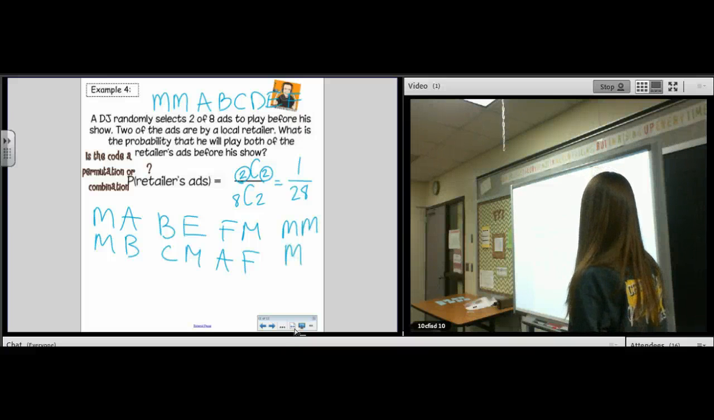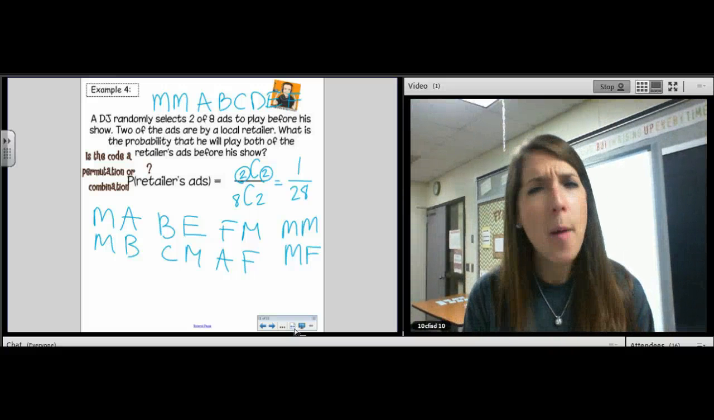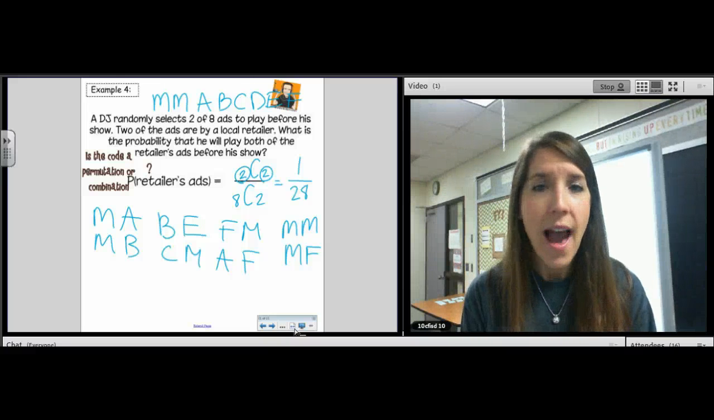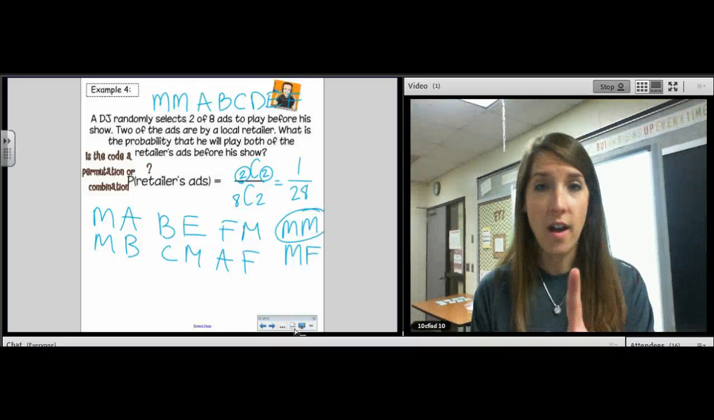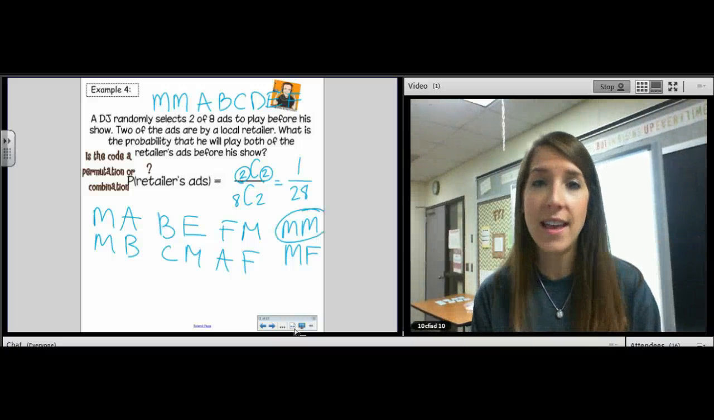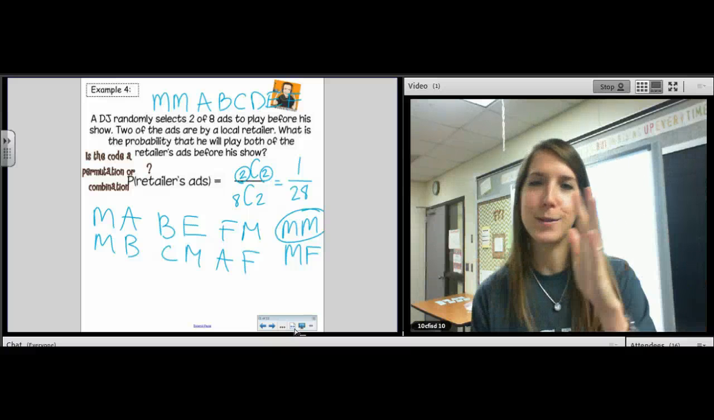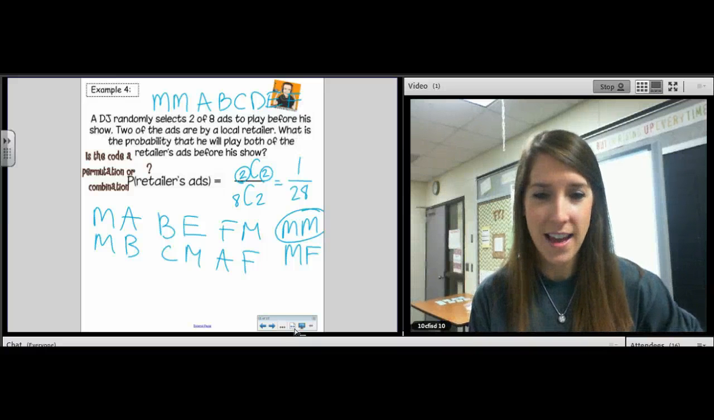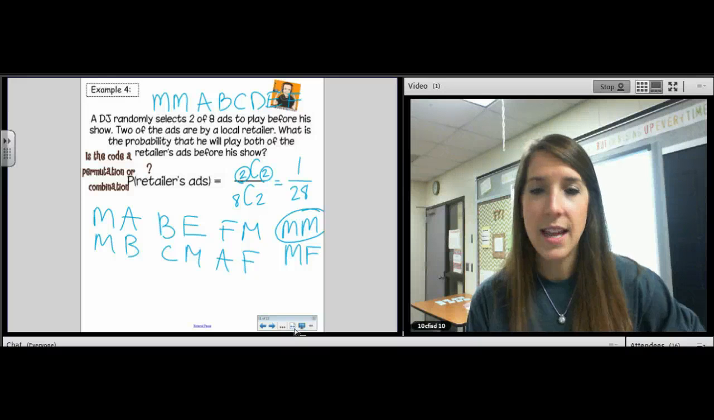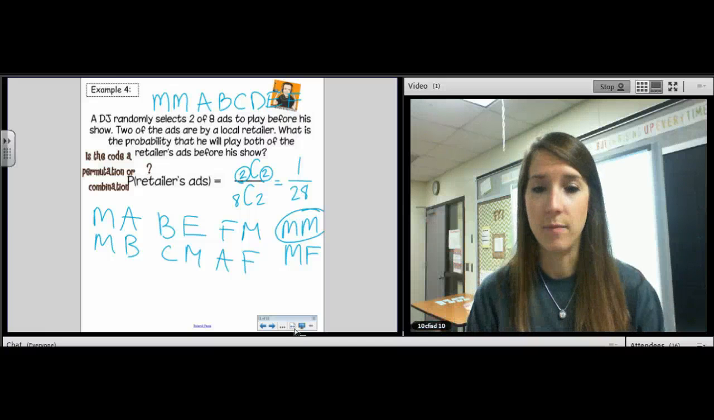What I'm asking is, when I list all 28 combinations, how many of those will be MM? How many of those will be choosing McDonald's twice? Only one out of all the 28 that I list will say MM. Because remember, order doesn't matter, so picking one McDonald's commercial and then the other is no different than picking them in the reverse order. So out of all the different combinations, only one of those combinations says M and M.